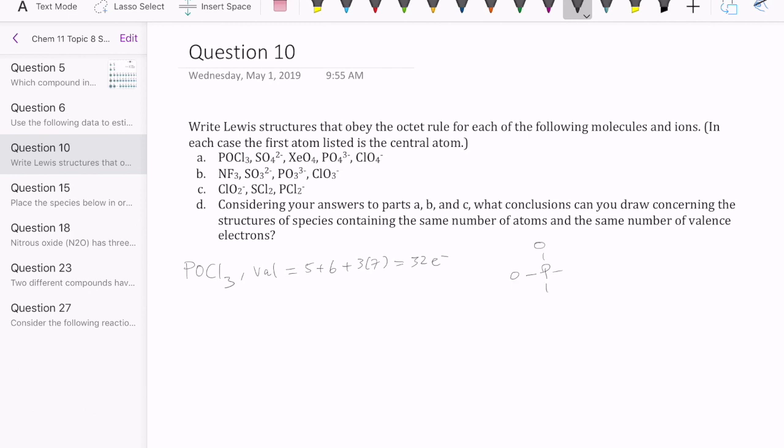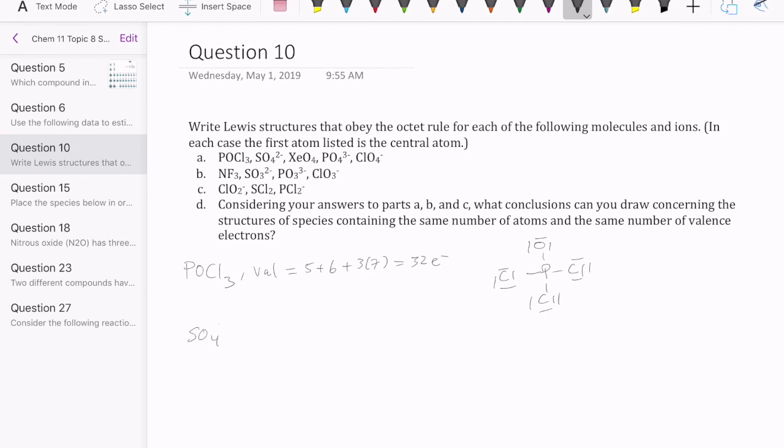This is a structure that satisfies the octet rule, so we just need to make sure that everybody has an octet. Right now I've used up 4 electrons, so let's put an octet on everybody. I'm just going to use lines to represent a pair of electrons. Each atom has 4 pairs in the outer shell, and 4 times 4 is 16 pairs, times 2 is 32 electrons, so we've used up everything. That will be the structure for POCl3.